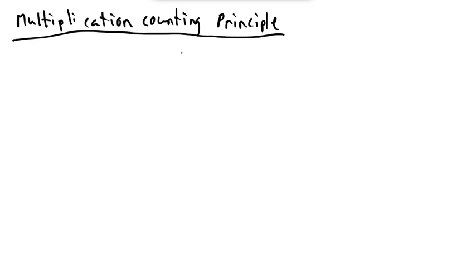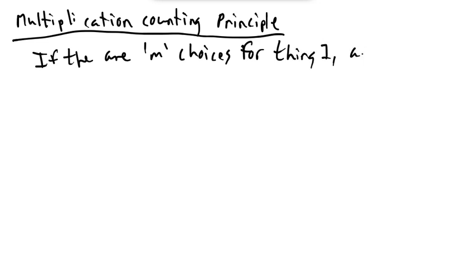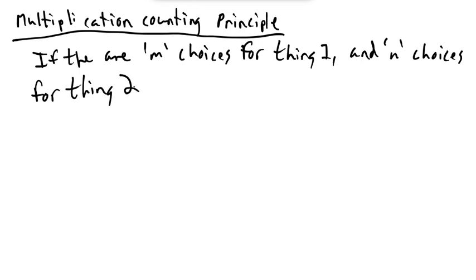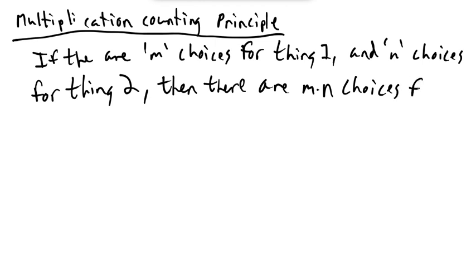What the multiplication counting principle says is that if we have m choices for thing 1, and we have n choices for thing 2, then if we're trying to combine them, there are m times n choices for both.